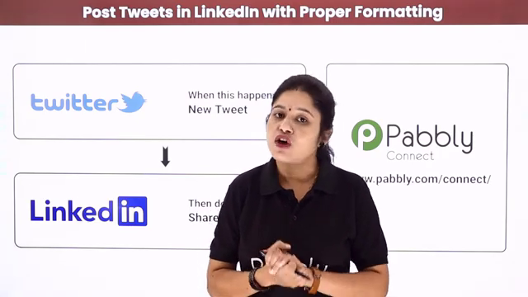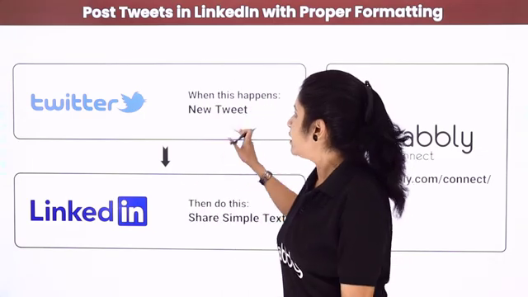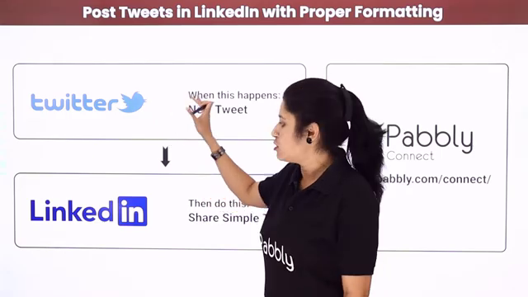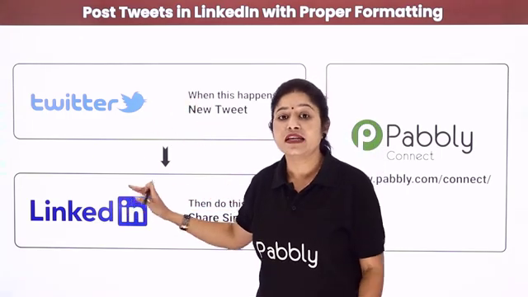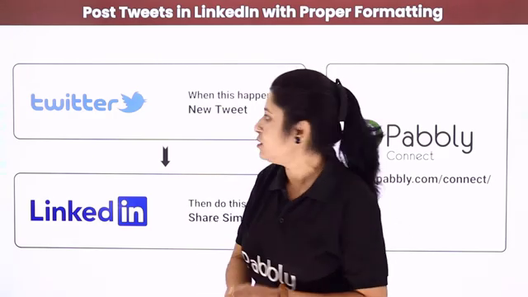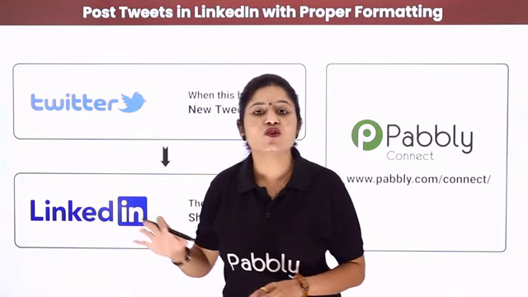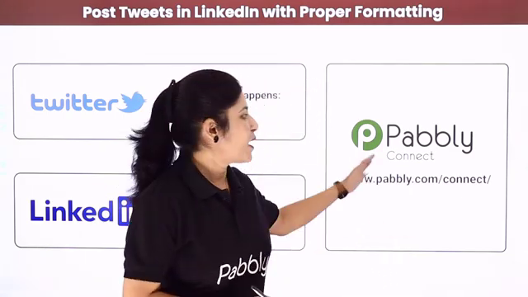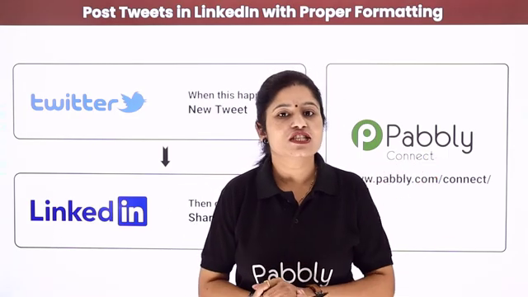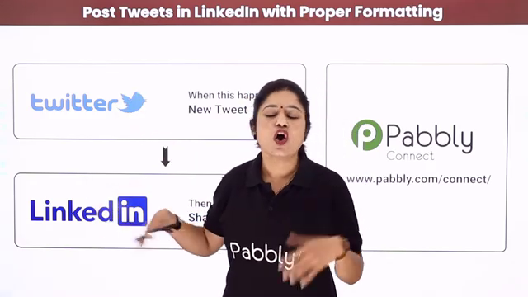So we are here to sort this issue in this particular video, and we are going to learn that whenever we create a new tweet in our Twitter account, how we can share the same tweet on our LinkedIn account automatically with proper formatting. For this, we need to create a connection between Twitter and LinkedIn. And in order to create a connection, we are going to use a software application named Pabbly Connect. Pabbly Connect is an automation and integration software which will help us in integrating Twitter with LinkedIn automatically.